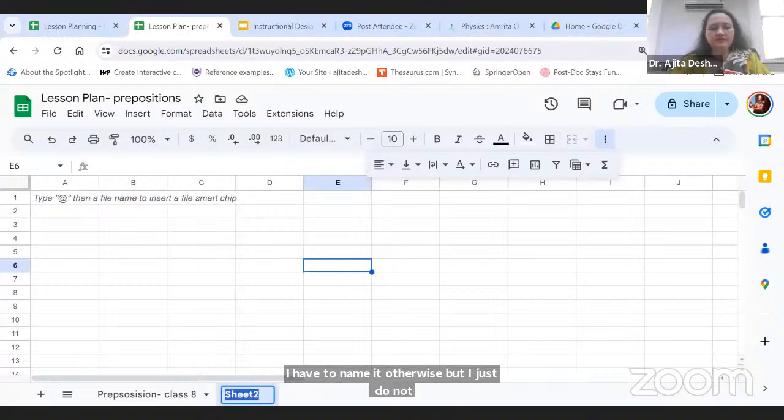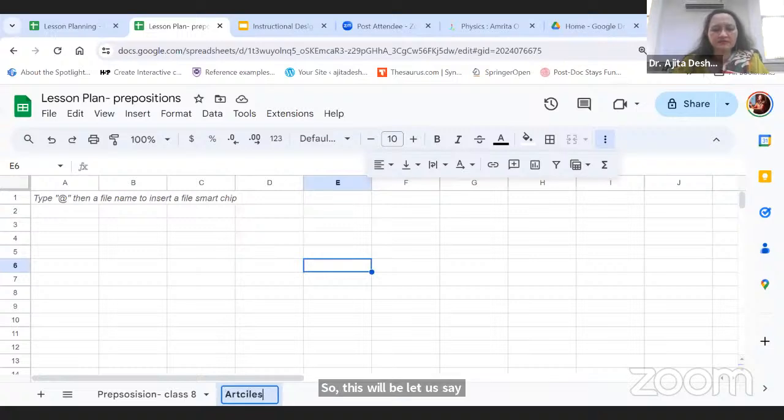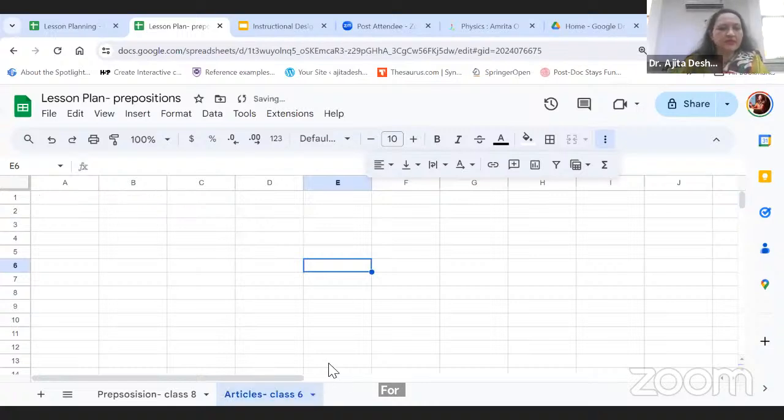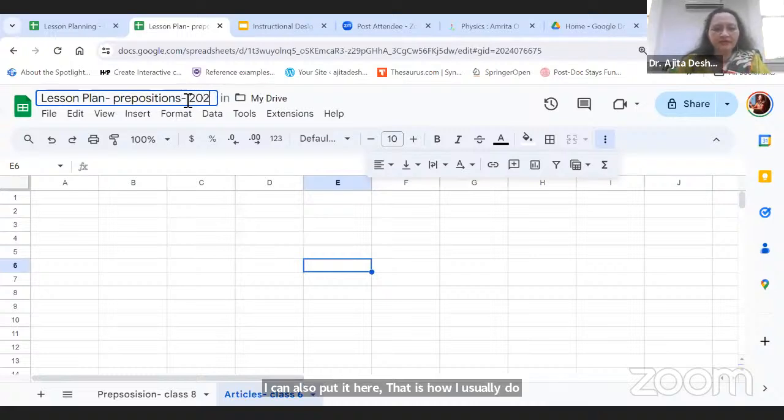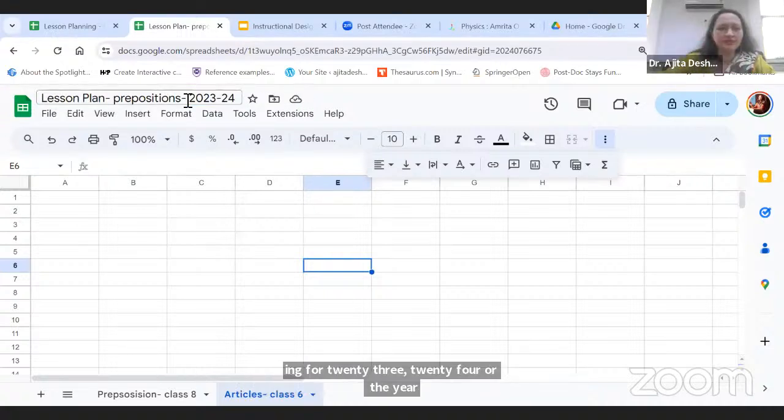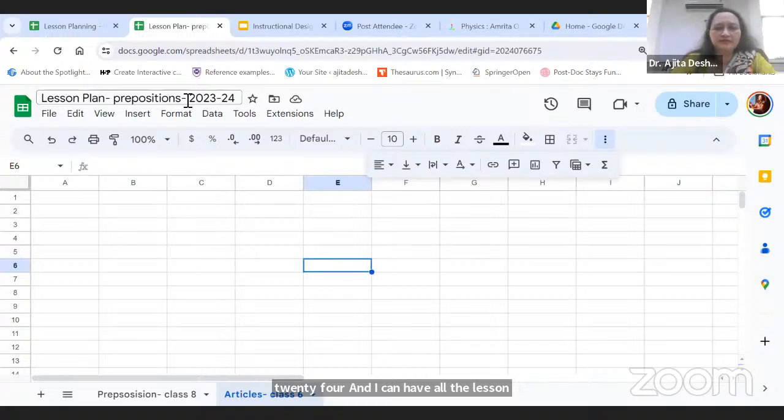So this will be, let us say, articles for class... what? Class 6. Okay. So I can have all my grammar lesson plans here. I can also put it here. That is how I usually do lesson planning for the year 23-24. And I can have all the lesson plans in at a glance.